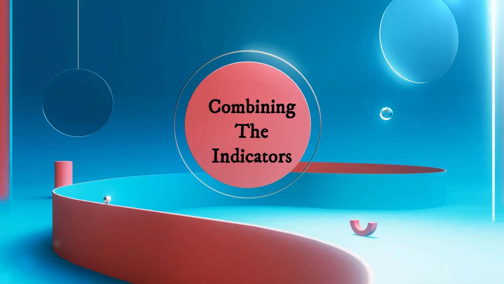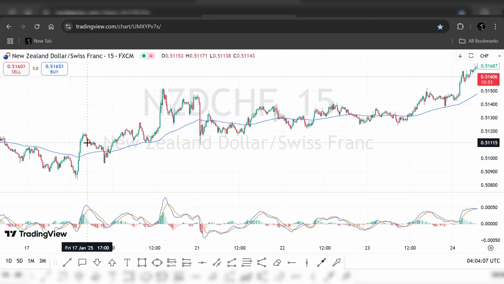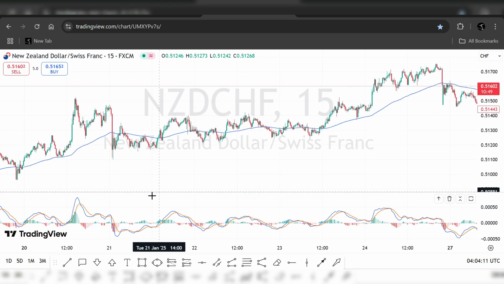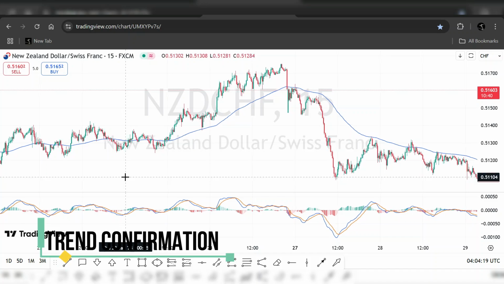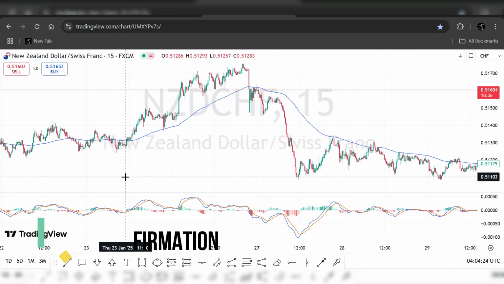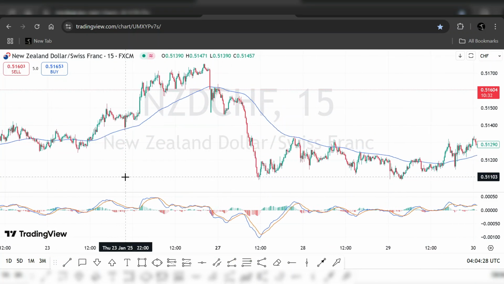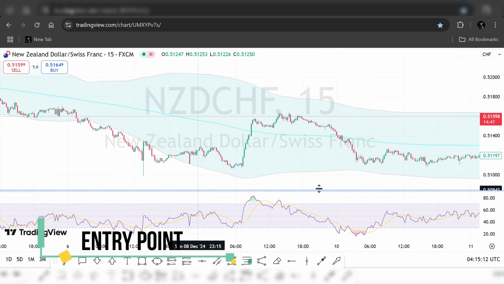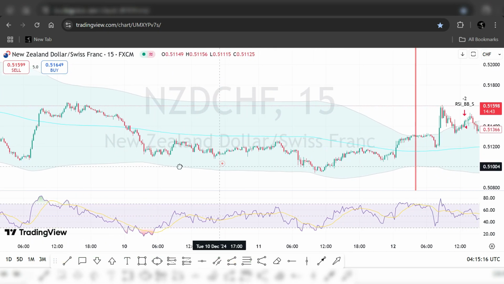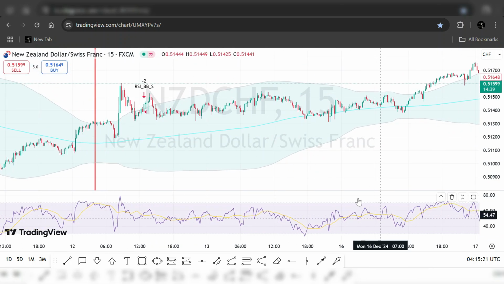Combining the indicators. To maximize the effectiveness of these indicators, use them together strategically. Use moving averages and MACD to determine the overall trend direction. Avoid trading against the primary trend. Confirm oversold or overbought conditions using RSI and Bollinger Bands. Look for confluence with Fibonacci retracement levels.